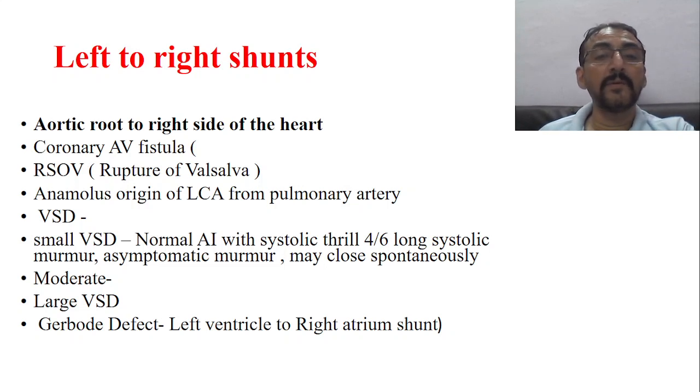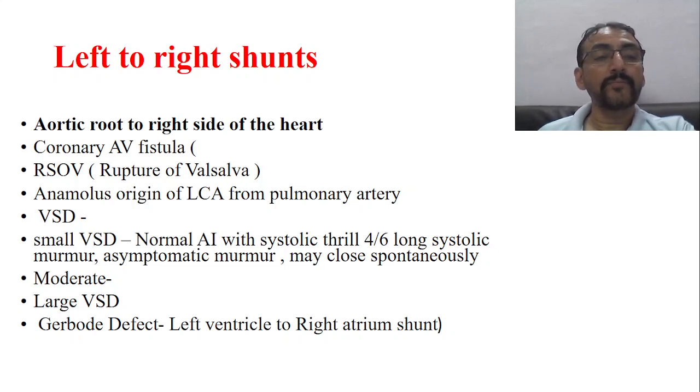And then a small VSD will be there. Now, what is important is the size of the shunt. If the size of the shunt is less, the murmur will be more pronounced. If the size of the shunt is more, there will be less murmur. The condition is worsening, but there will be less murmur.